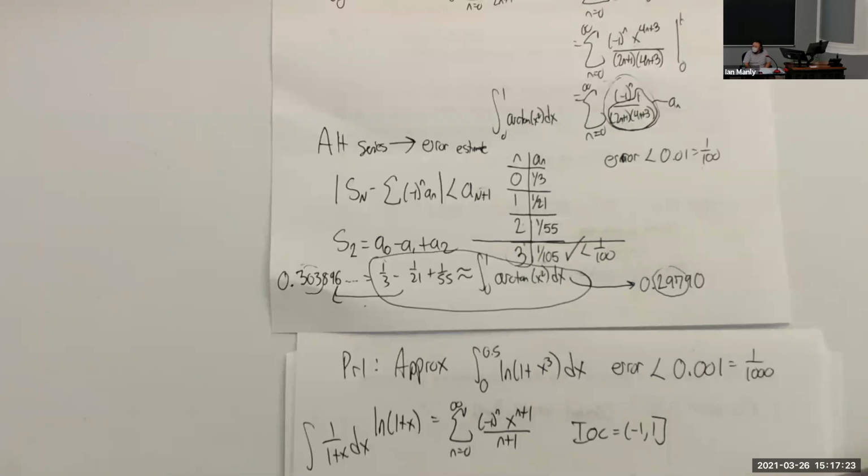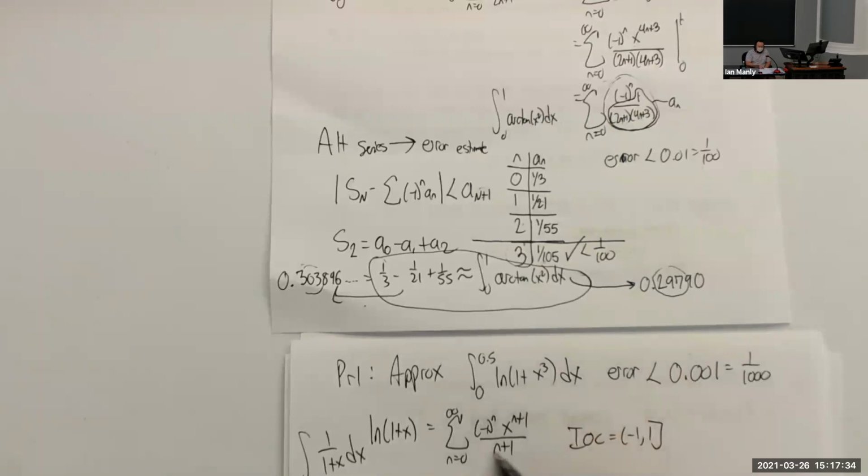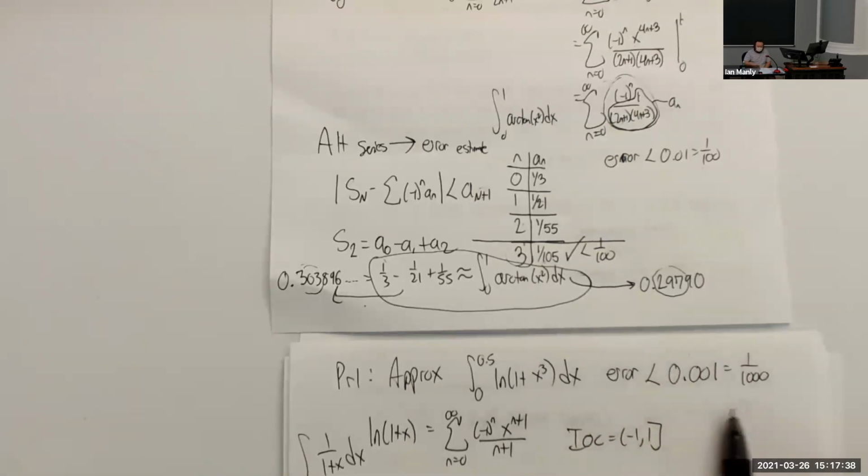All we need to do is make sure that the integral bounds are in the IOC. So 0 to 1/2 is in here, so we could do this. But in the real world, let's say we wanted to do the integral from 0 to 2, then we would need to find a different series for this because this only goes out to 1. And we'll talk about issues like that in a future class.